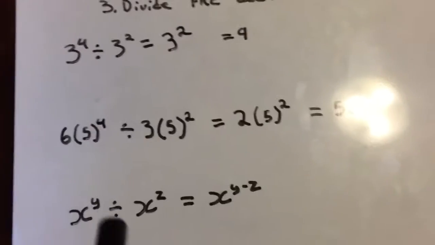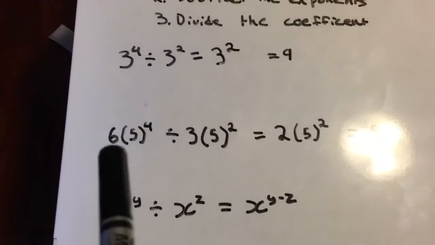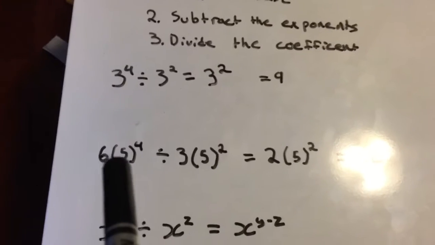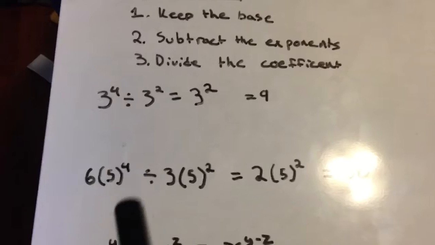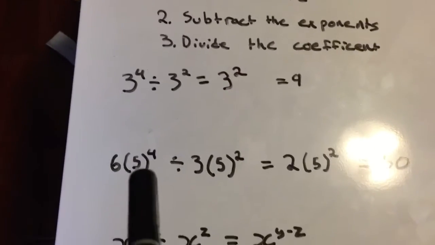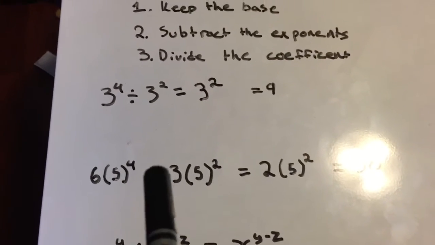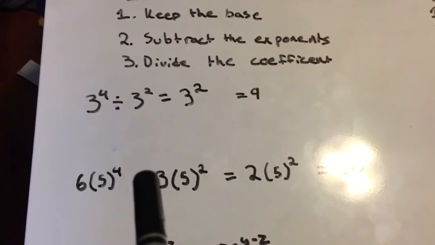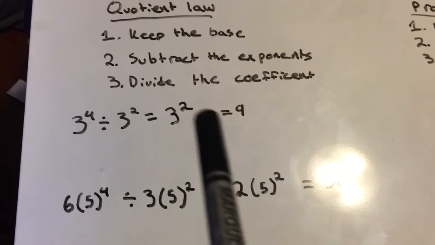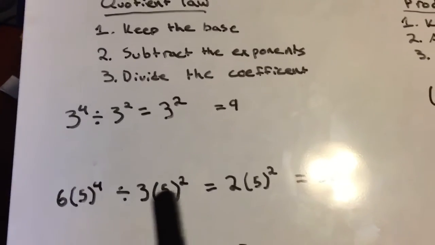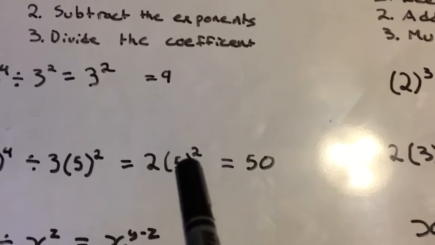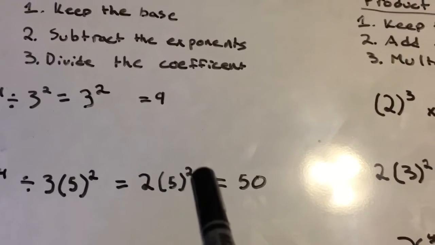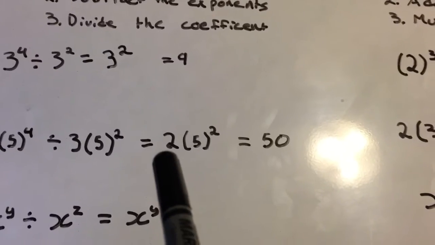Now with this example, with coefficients, of 6 times 5 to the power of 4, divided by 3 times 5 to the power of 2. First thing we do is we keep the base, so 5, so we write that down. Then we subtract the exponents, 4 minus 2 is equal to 2, and we divide the coefficients. 6 divided by 3 is equal to 2. And the final answer for this is 5 times 5, because 5 to the power of 2 is 25, times 2 as the coefficient is equal to 50.